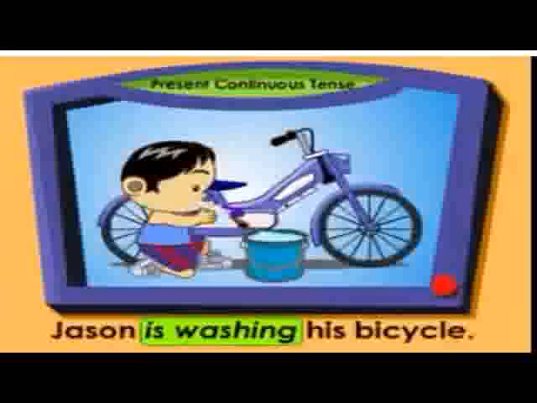Jason is washing his bicycle. So as you know, Jason is a singular noun, so we have used is with Jason. And similarly, in continuous tense, you know that we will use ing with the verb, so we have used it. You can see it. Jason is washing his bicycle.